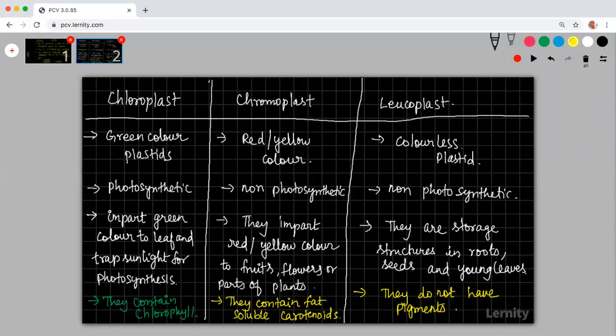Generally, plastids are pigment containing bodies that will perform multiple functions. There is something called carotenoids. Carotenoids is also a pigment, something that will impart yellow or red color. Yellow, red, orange, and all those things.